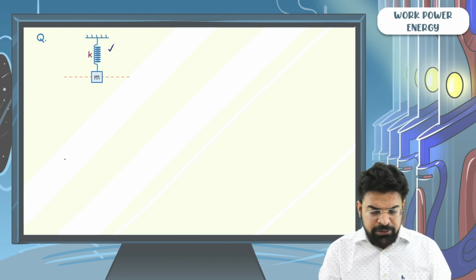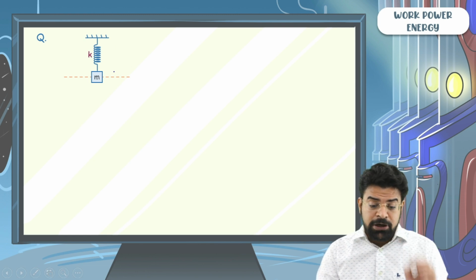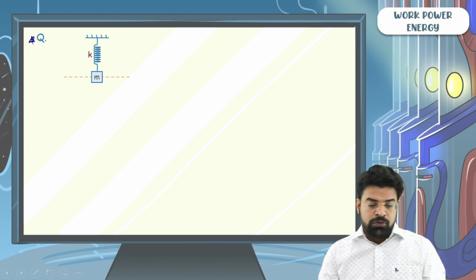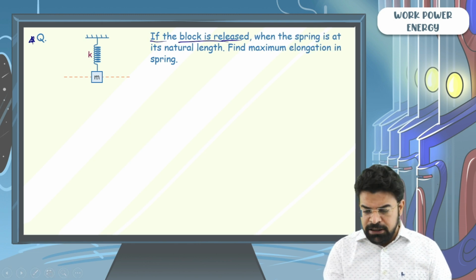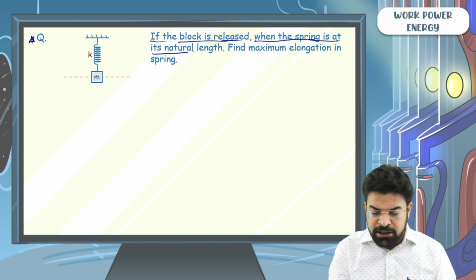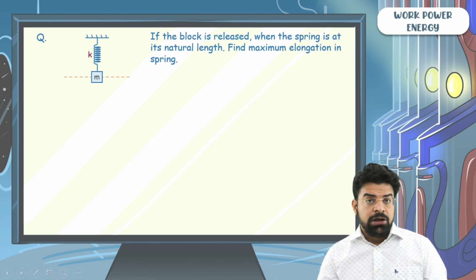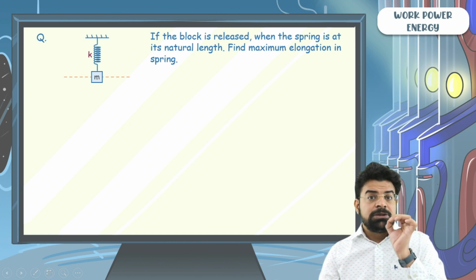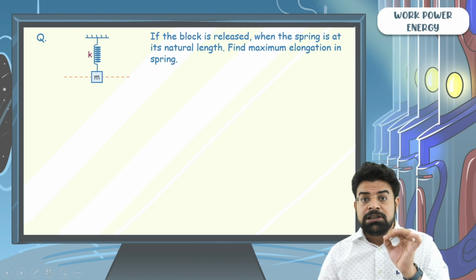There is a spring of spring constant k and there is a block of mass m. You must remember this particular question. This is a super useful question. The question is, if the block is released when the spring is at its natural length, find the maximum elongation in the spring.